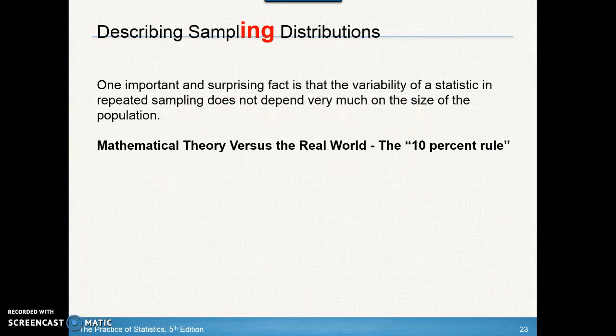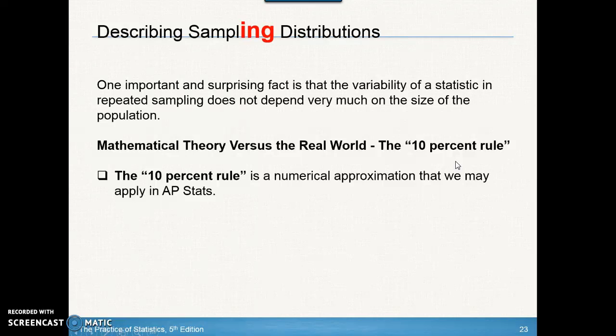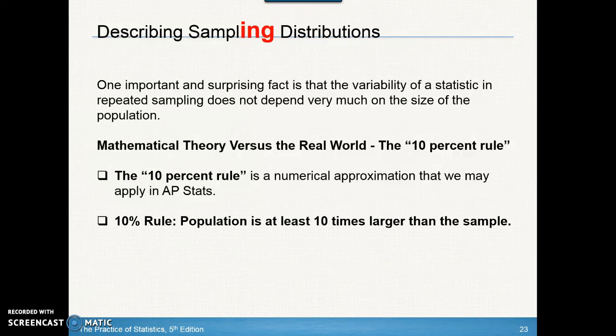So one important and surprising fact is that the variability of a statistic in repeated samples does not depend on the size of the population. The only thing we care about is that the population is 10 times the sample size. So the question is, how do we distinguish between the mathematical theory and the real world? That's when we use the 10% rule. What exactly is the 10% rule? It is a numerical approximation that we're going to use very often in AP statistics, especially with sampling distributions, and then especially when we go on to inference. The 10% rule says the population is at least 10 times the sample size.